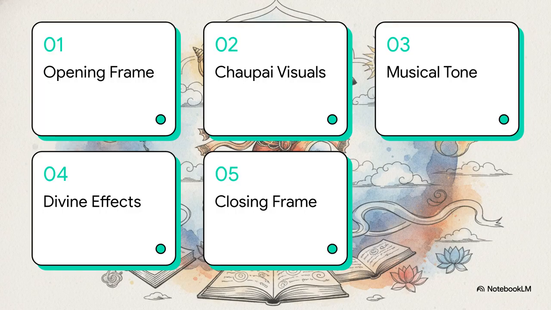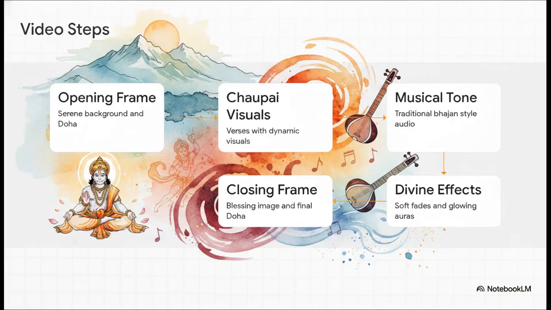All right, let's dive right into our roadmap. First up, the serene opening frame. Then, crafting the chop-high visuals, setting the musical tone, adding divine transitions and effects, and finally, the perfect closing frame. Think of these 5 steps as your high-level storyboard. We're basically going to map out the creator's journey, flowing sequentially from establishing that opening frame, pushing through the dynamic core of the chop-high sections, layering in our background music, polishing it all with transitions and effects, and culminating in a memorable closing frame. It's a super logical flow designed to keep you completely organized.